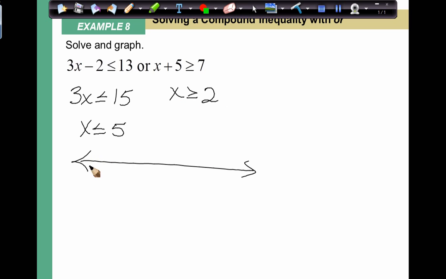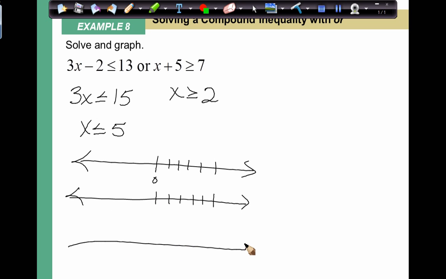So when we graph the first one, 0, 1, 2, 3, 4, 5. Second one, 0, 1, 2, 3, 4, 5. And let's draw an answer graph. 0, 1, 2, 3, 4, 5. Okay, so for the first one, we have x is less than or equal to 5. So we go to 5, put a filled in circle, shade to the left. Alright, for the next one, we go to 2, put a filled in circle, shade to the right. For x is greater than or equal to 2.